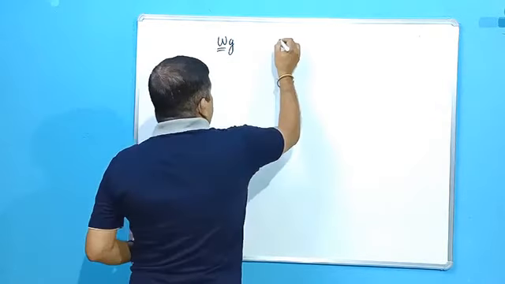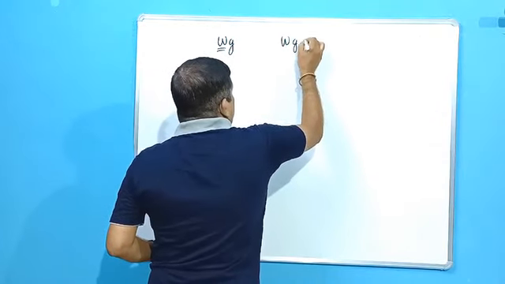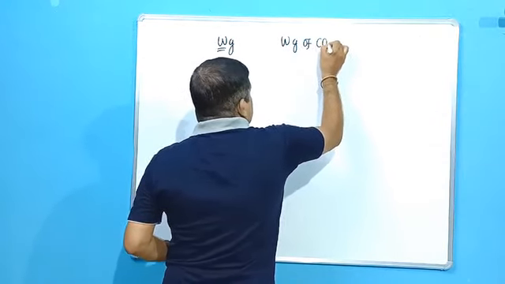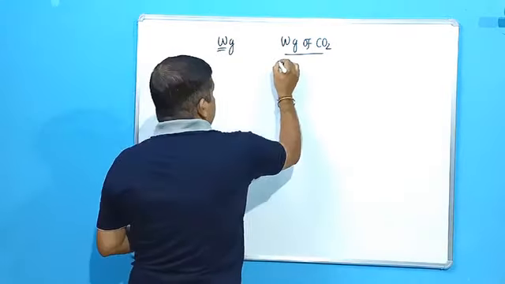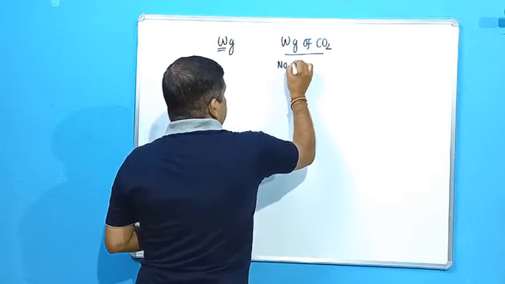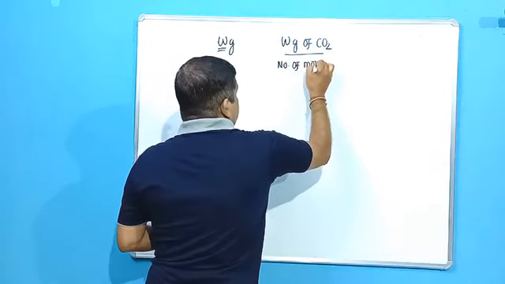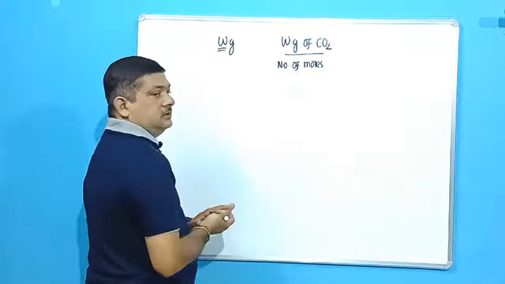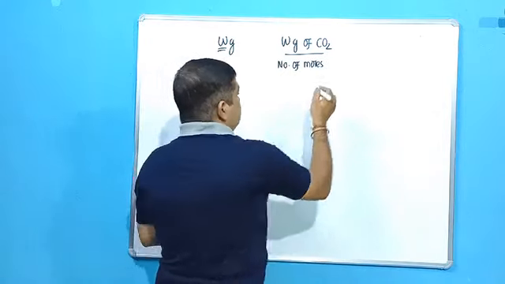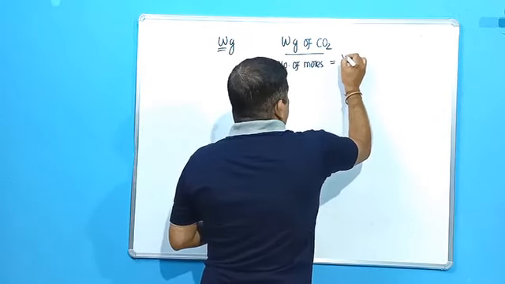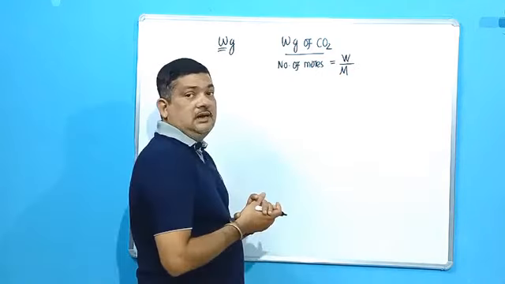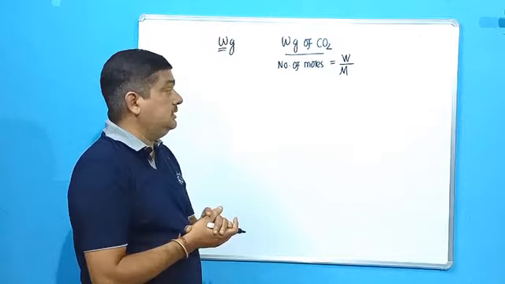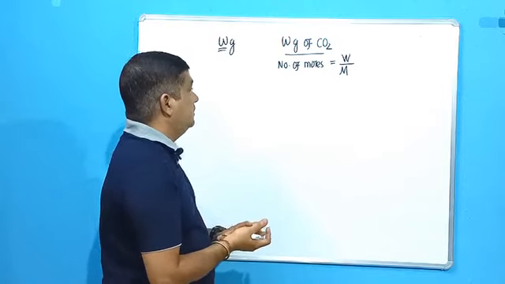Suppose I say W gram of carbon dioxide is given to you and you have to calculate the number of moles. What will be the number of moles? It is W by M, molecular mass or molar mass, gram molecular mass. It will give you the number of moles.